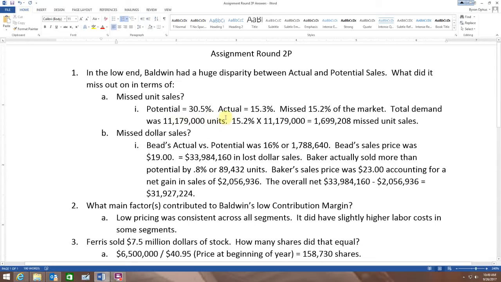So the math's pretty simple. It's 15.2% times 11,179,000, and so what I missed out on was 1,699,208 unit sales. Okay, and obviously if you took off those zeros, you're probably going to just have 1,699, which would be okay. Okay, so that's it for the unit sales.